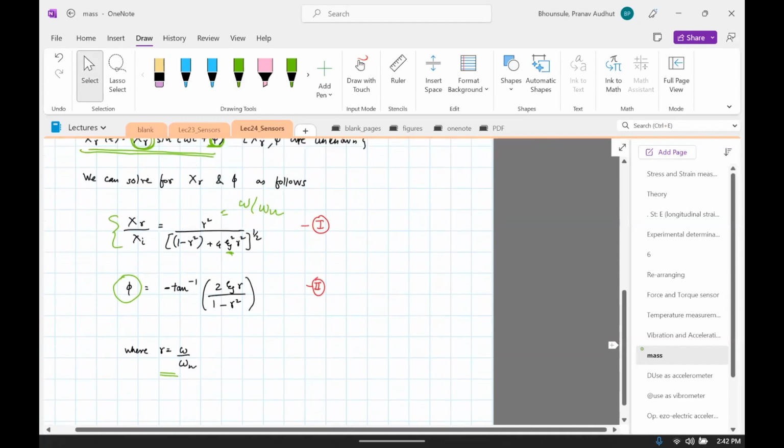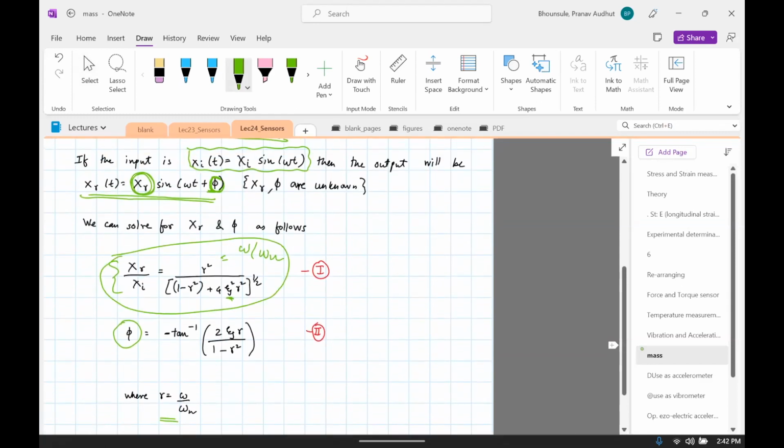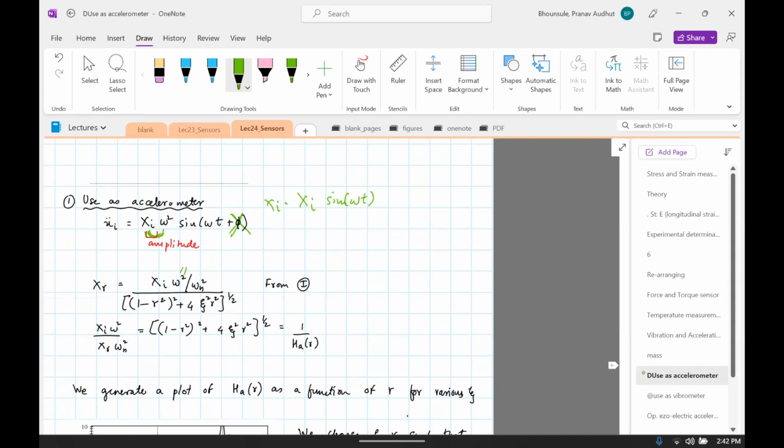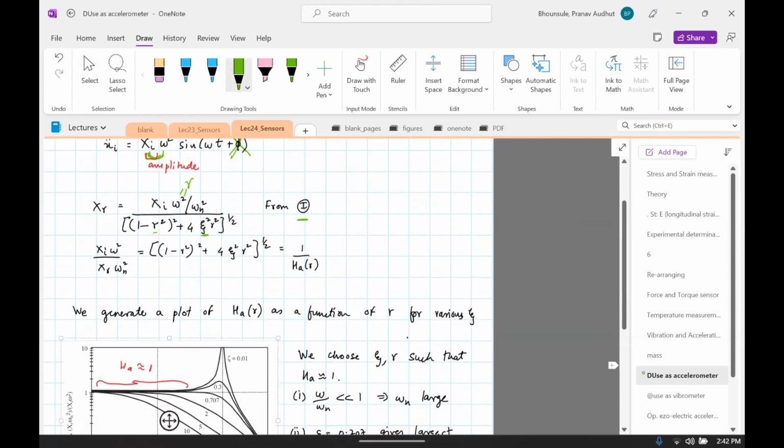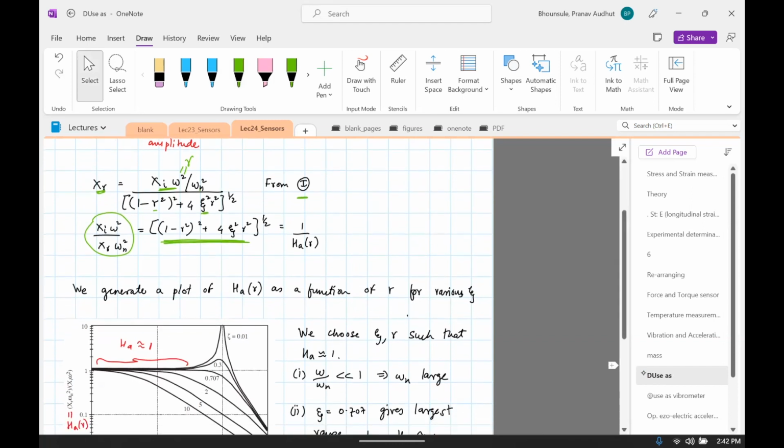I take this expression, xr divided by xi, which is something related to r squared, where r is omega divided by omega n, and rewrite it. So when I write it, I have this is r, I just expanded it, and I just kept the r as it is. That came from the previous page. Now I can write xi omega squared divided by xr omega n squared, moved to the left side, which is just going to be this thing which depends on r and psi. Let's call this 1 divided by HA.